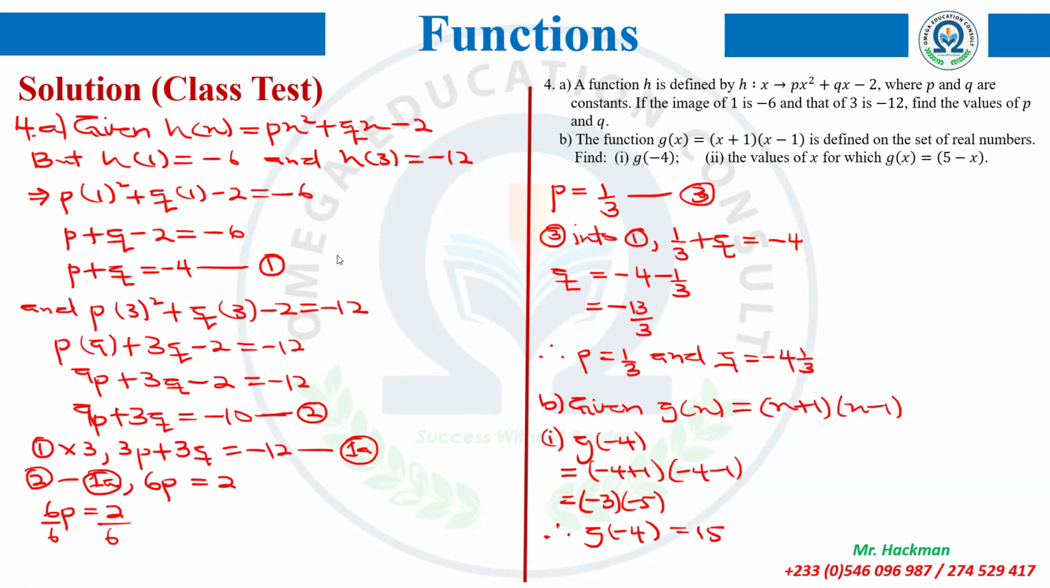Okay, obviously, this information is telling us that h of 1 will be equal to -6. That's what I've written here. It is also telling us that h of 3, the image of 3, when you feed h of x with 3, is equal to -12. So you use this to form your equation.